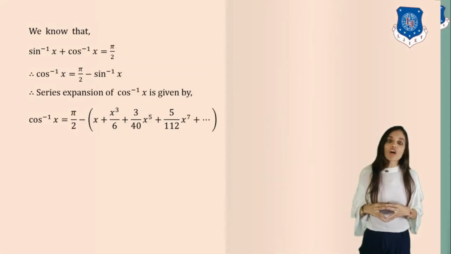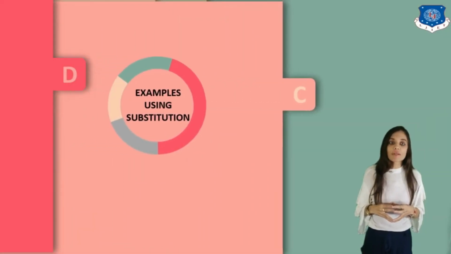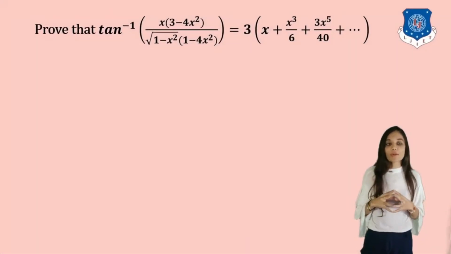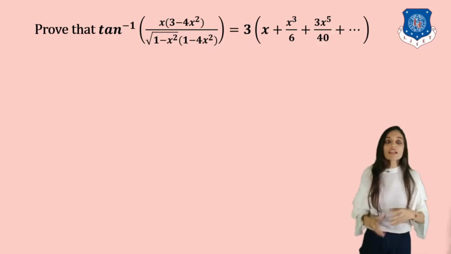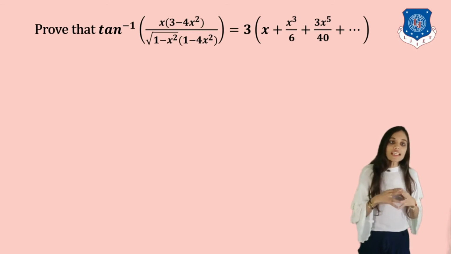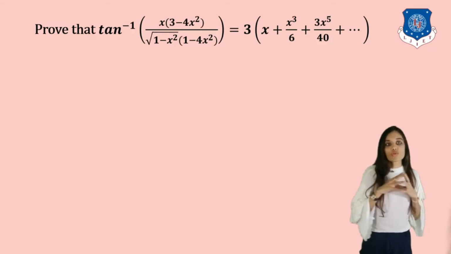Now let's move on to our next topic, that is, we will solve some examples using the substitution method. So let's see our first example. Prove that tan inverse of x into (3 minus 4x square) upon square root of (1 minus x square) into (1 minus 4x square) is equal to 3 into x plus x cube by 6 plus 3 upon 40 x raised to 5 plus and so on.